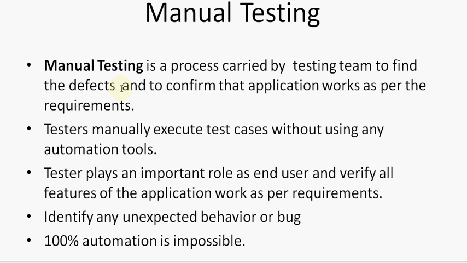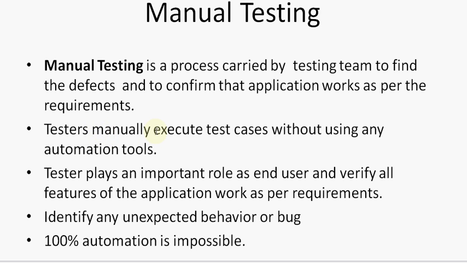Manual testing is a process carried out by the testing team to find defects and to confirm that the application works as per the requirements. So you have the software requirements, and then you have the test plan, test cases, use cases, and test scripts. When you run the test scripts, it confirms whether the application works or does not work as per the requirement.